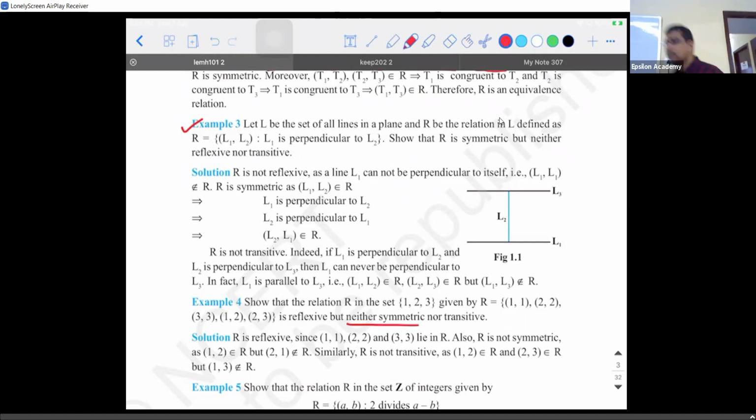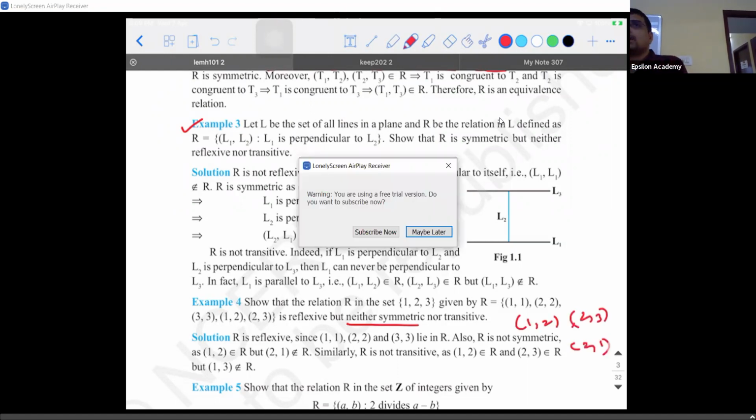Why is it not symmetric? Because (1,2) is existing. What is missing? (2,1) is not there. (2,3) is existing. What is missing? (3,2) for it to be symmetric. For example, if the question was like this: (1,2), (2,3), (2,1), along with (1,1), (2,2), (3,3). If along with (1,2), (2,3), the additional element (2,1) was existing, can I call it symmetric? No, because (2,3) doesn't have any counterpart. So for it to be symmetric, every element should have a counterpart.